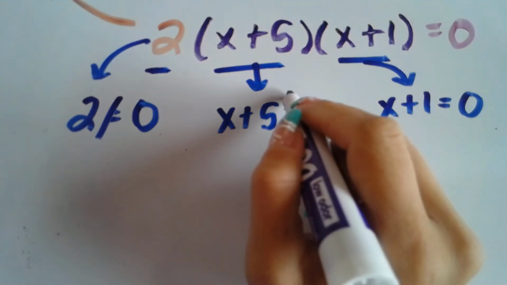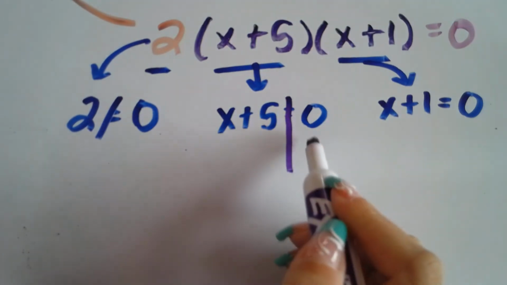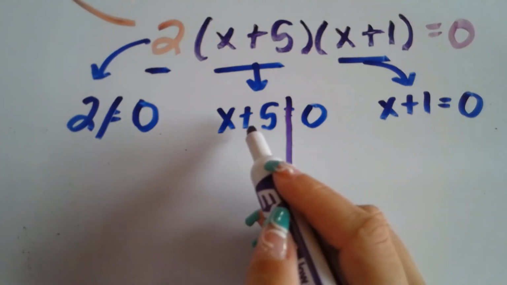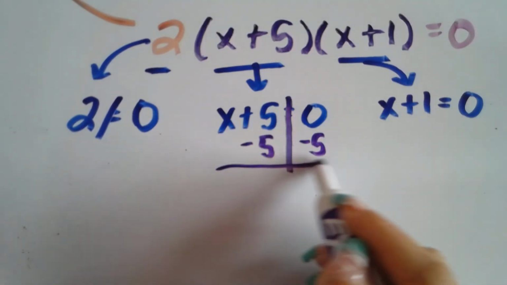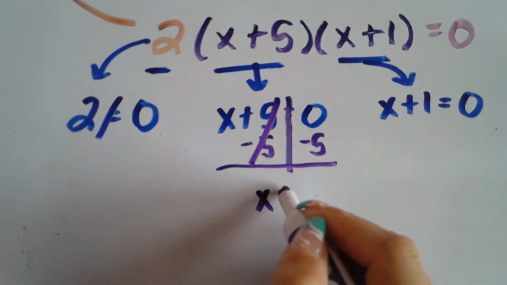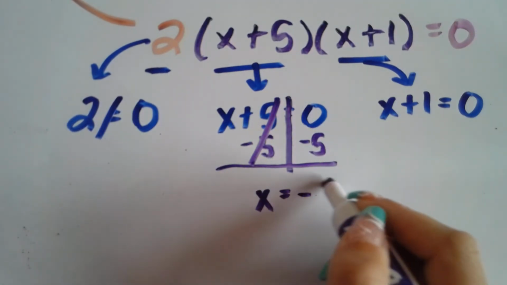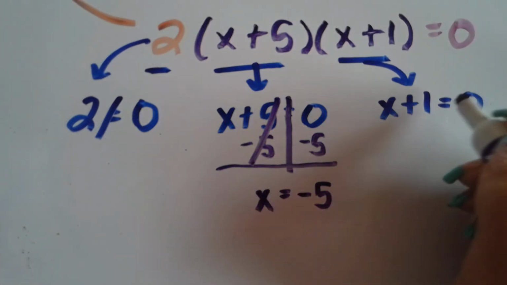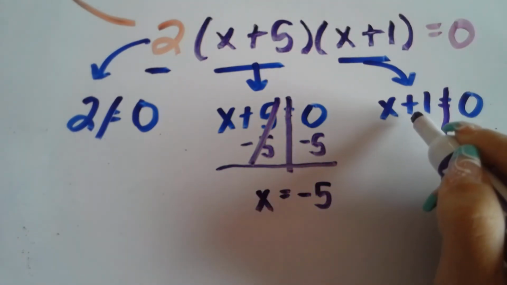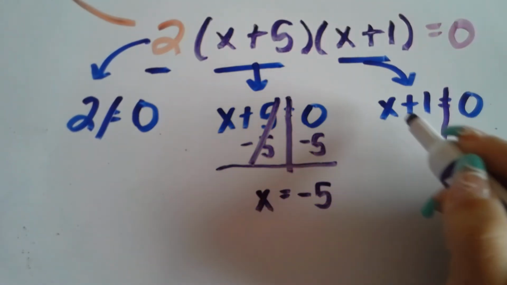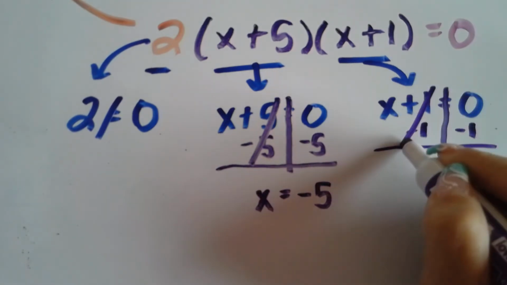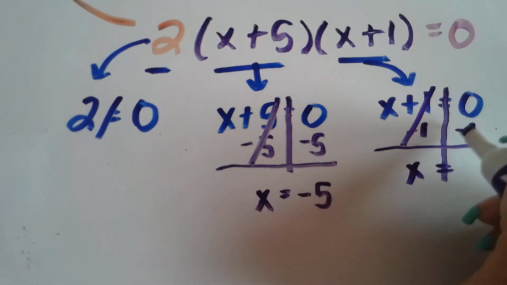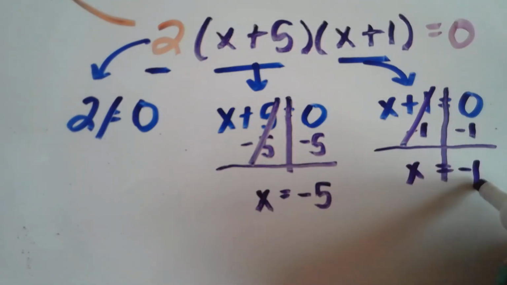Just like normal, I'll draw my line. We're trying to move this 5 over to get x by itself. So if it's plus 5, we're going to say minus 5 and minus 5. We cancel that one out, and x equals 0 minus 5, which is negative 5. Awesome. Let's come over here and do this one. If this is plus 1, we're trying to get x by itself. So minus 1 and minus 1. We cancel these out. So x is going to equal 0 minus 1, which is negative 1.